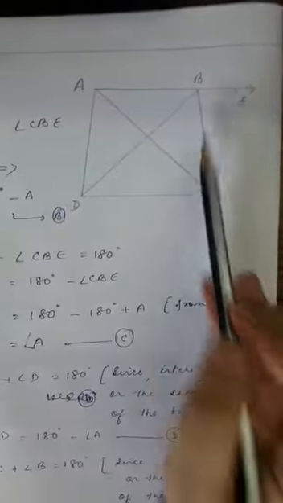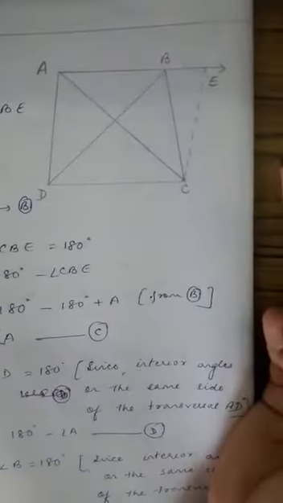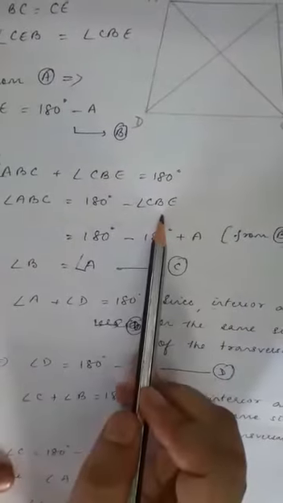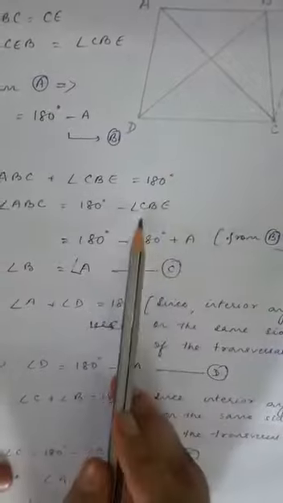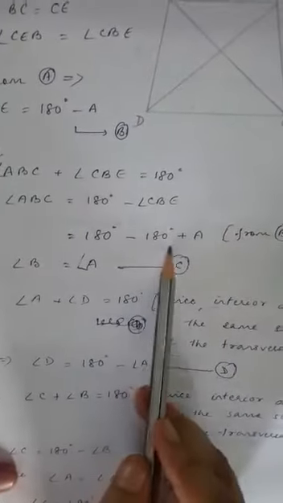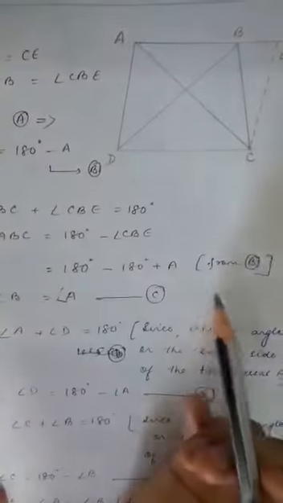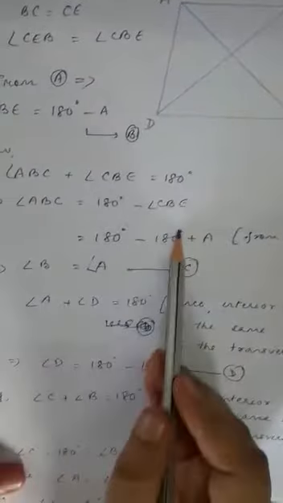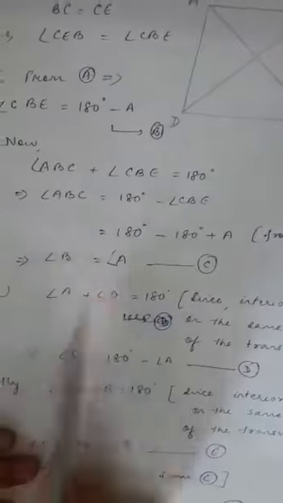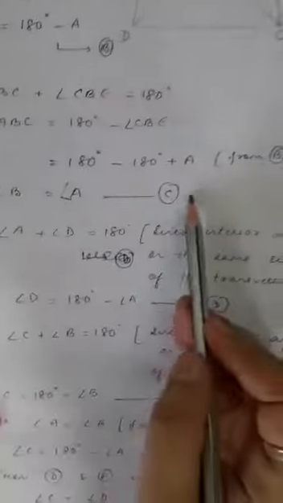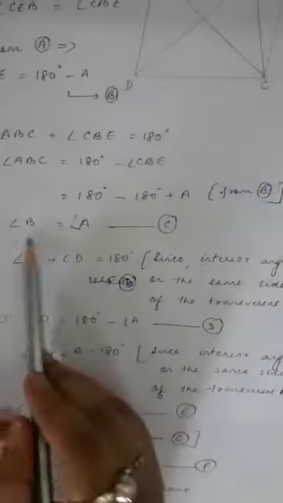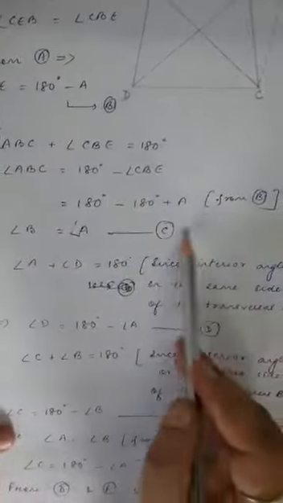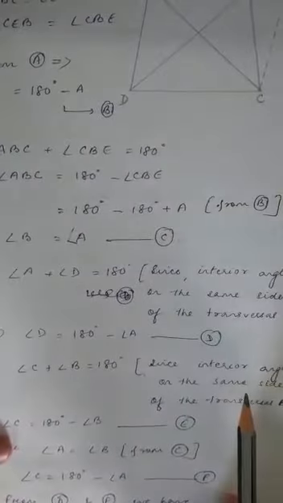Now, angle ABC plus angle CBE is equal to 180 degrees. From here, angle ABC will be 180 minus angle CBE. So in place of CBE, I can write 180 degrees minus A from equation B. So 180 will be cancelled, and we get angle B is equal to angle A. Keep this as equation number C. We needed to prove angle B is equal to angle A, which is done.